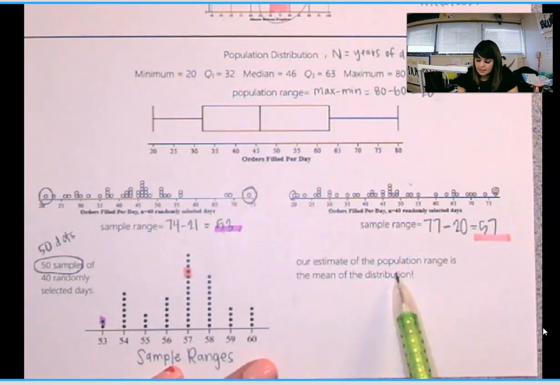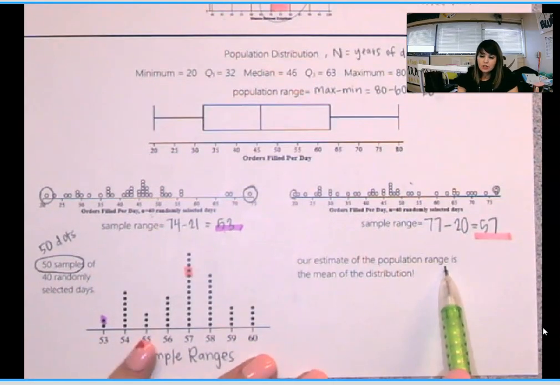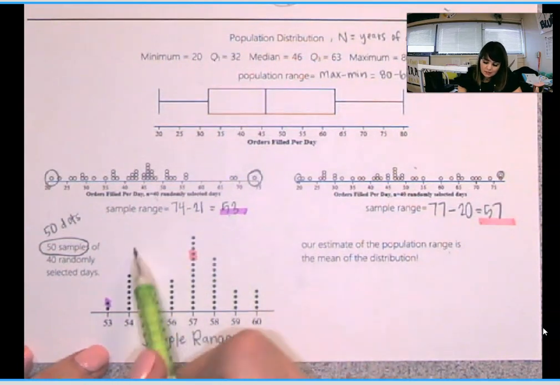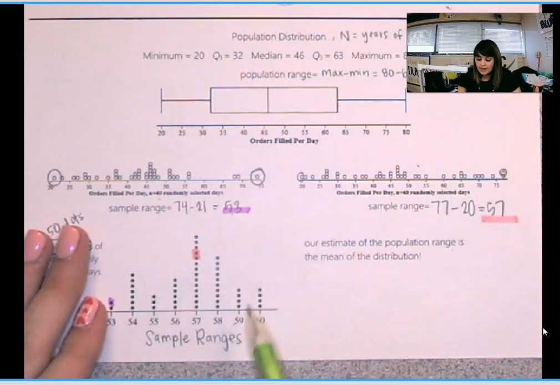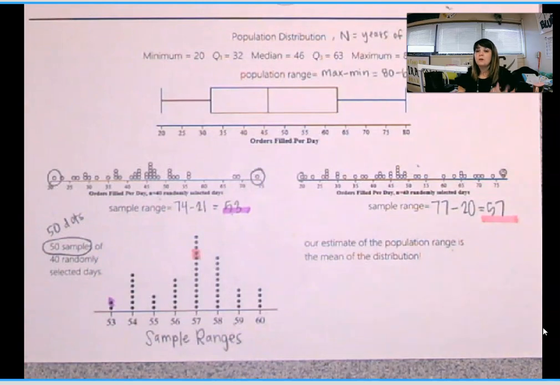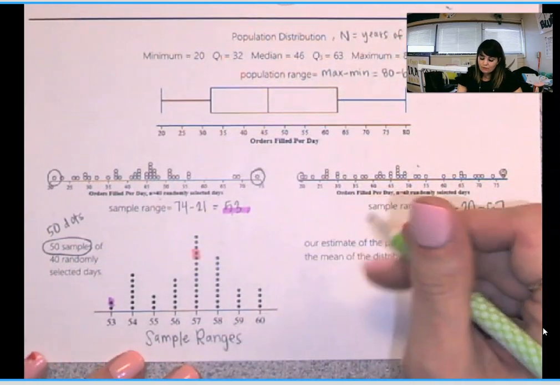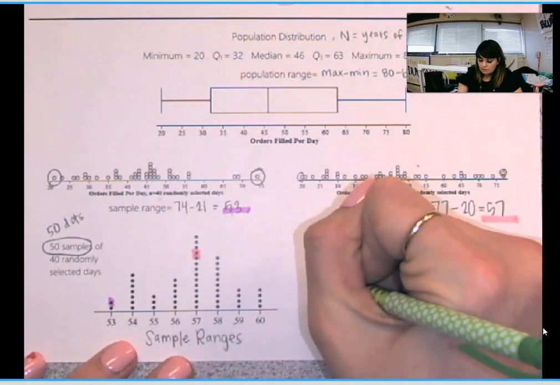So our estimate of the population range is the mean of this distribution. Well, to find the mean, we would have to add all 50 of these numbers and divide by 50, which is doable. We could add all these and divide by 50. We could put all 50 in our calculator and use it to find the average. But we get lucky in this case because this is a roughly symmetric distribution.